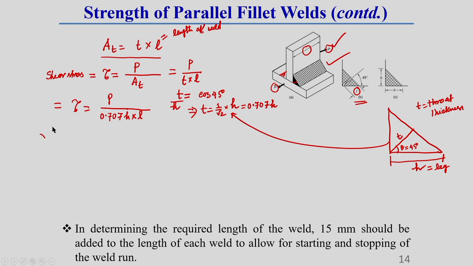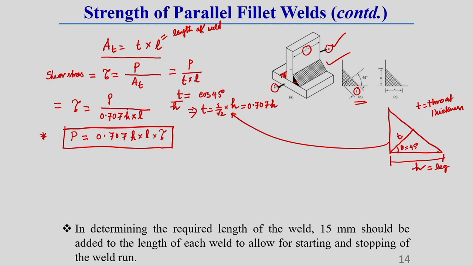So, what is the strength equation of this parallel fillet weld? We can write P is equal to 0.707 H into L into tau. This is called the strength equation of a parallel fillet weld for a single weld. But we know that for a fillet weld to have proper strength, generally both side fillet welding is required.